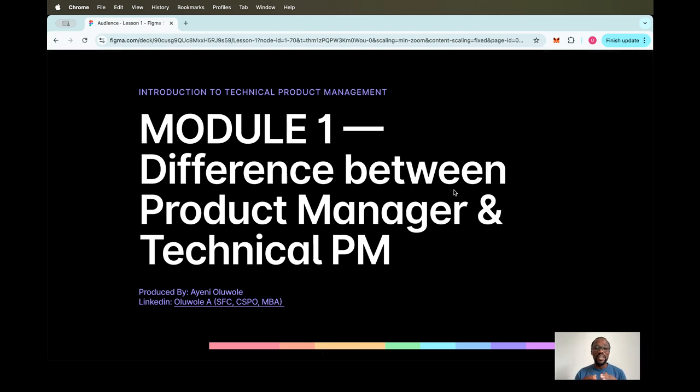Today, we'll be looking at the most discussed topic, or the most asked question in the industry today. What's the difference between a product manager and a technical product manager?